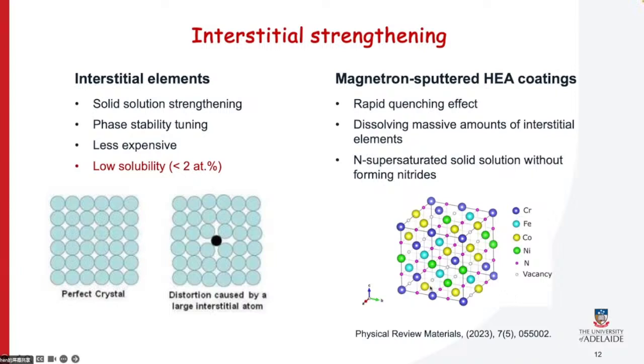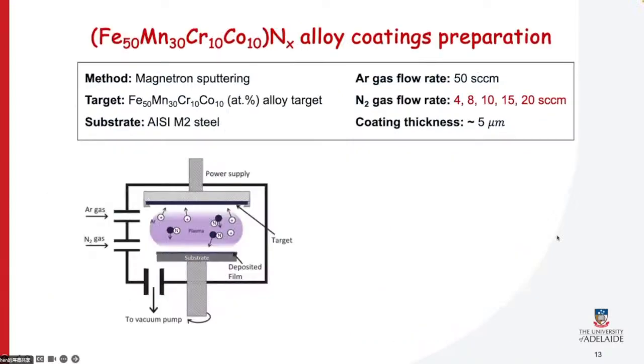All these metal elements in the high-entropy alloy are just randomly distributed, and this pink nitrogen atom just sits at the interstitial sites, randomly. They don't form nitride. Then we prepared five high-entropy coatings using this magnetron sputtering technique, at different nitrogen gas flow rates: 4, 8, 10, 15, and 20 SCCM. And we know the different nitrogen gas flow rates will give us different nitrogen content in the coating.